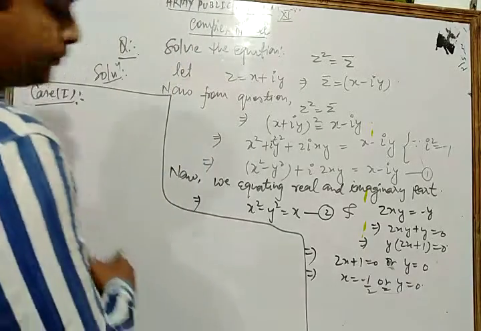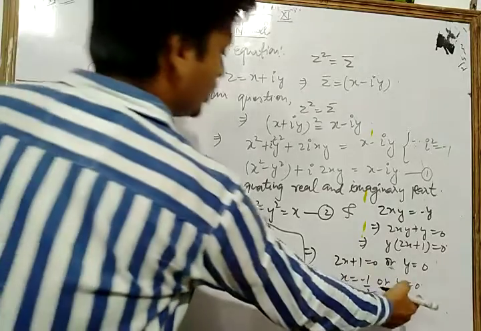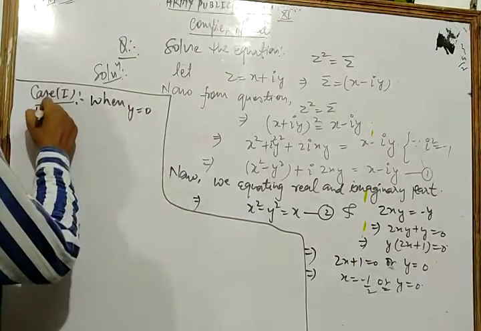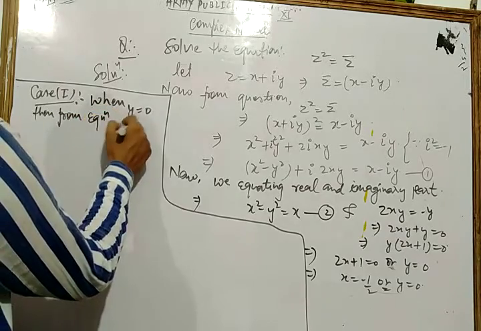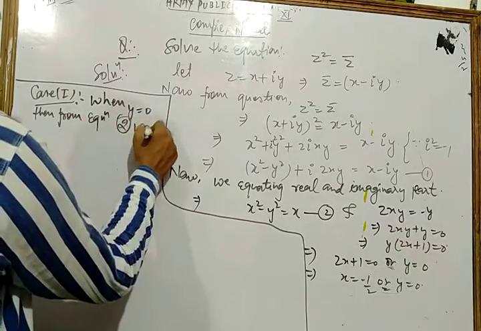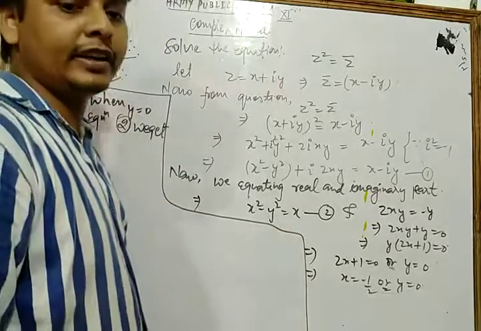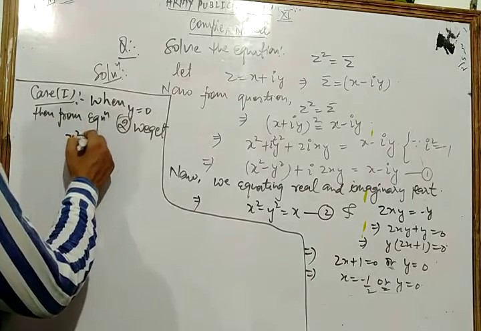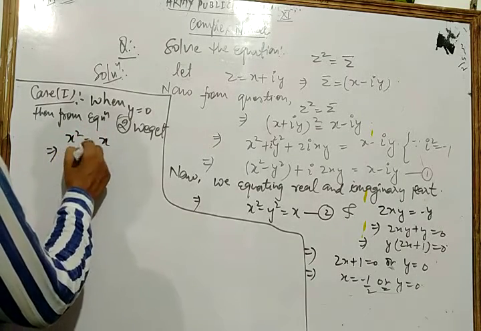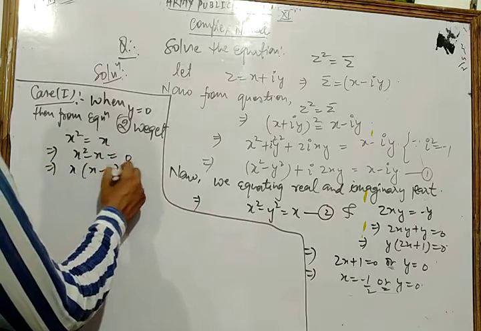When y is equal to 0, then from equation 2 let's see what we get. If we put y is equal to 0, we have x square is equal to x, that is x square minus x is equal to 0, so x is common, and we get x into (x minus 1) is equal to 0.